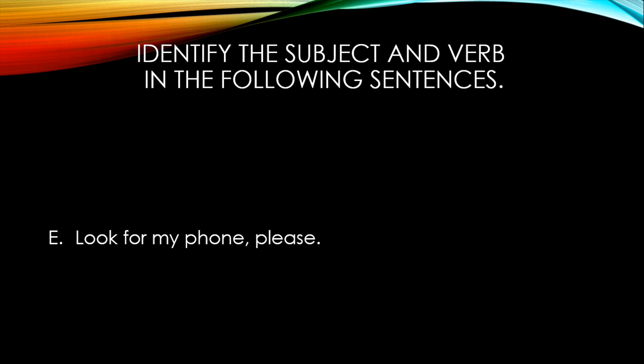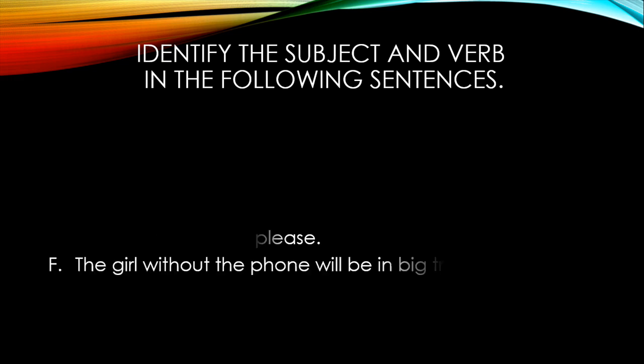Look for my phone, please. Here, this is a command sentence. Look is the verb, and the subject is the understood you, because I'm asking you to look for my phone. The girl without the phone will be in big trouble. Okay, here the verb is will be, and you have to ask yourself who or what will be in trouble. Well, it's the girl, clearly not the phone. Besides, without the phone is a prepositional phrase, so you know that your subject is not going to be in there. Girl is your simple subject.